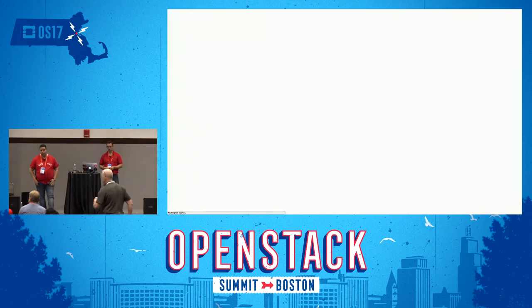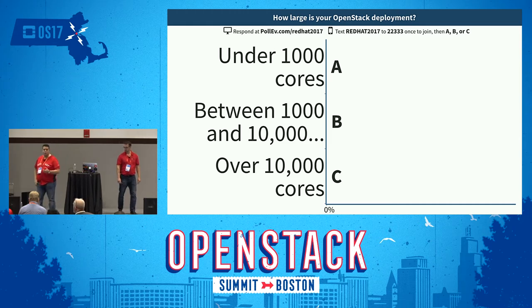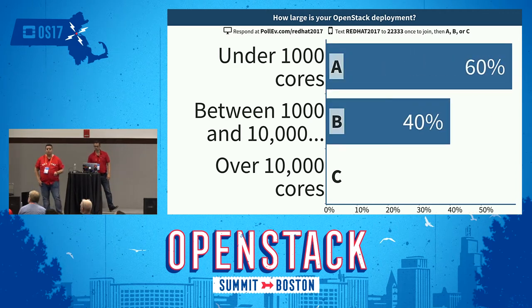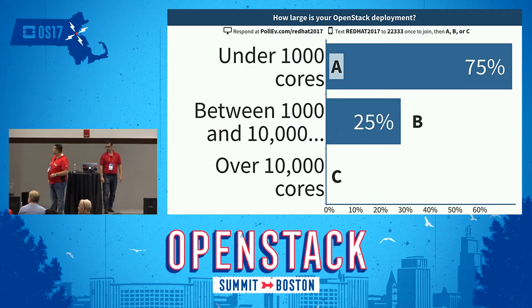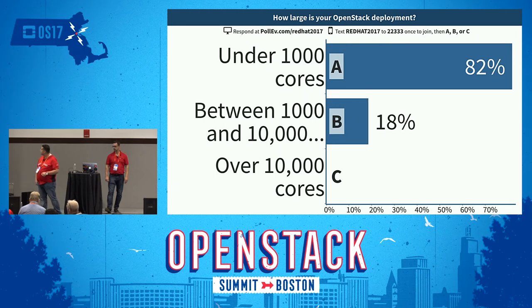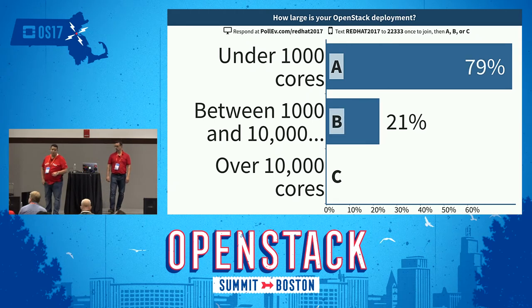So let's do the first poll of the day. We want to know, how large is your OpenStack deployment? Everyone here that has an OpenStack deployment, could you please help us out and give us some answers? Are you under 1,000 cores, between 1,000 and 10,000, or does your deployment have over 10,000 cores? Okay, so we see the answers coming in. 451 Research was wrong. Well, at least for this group, right?